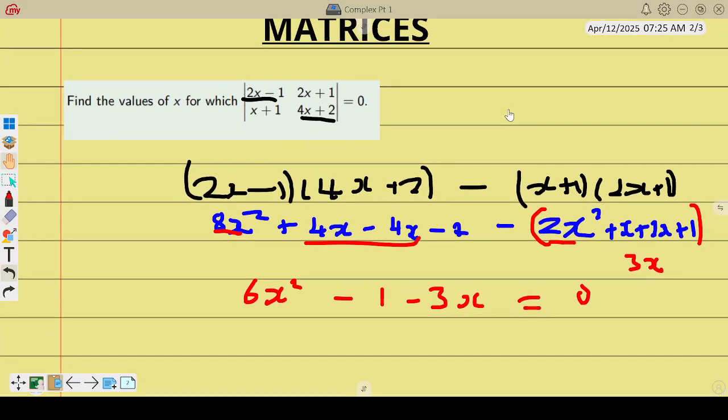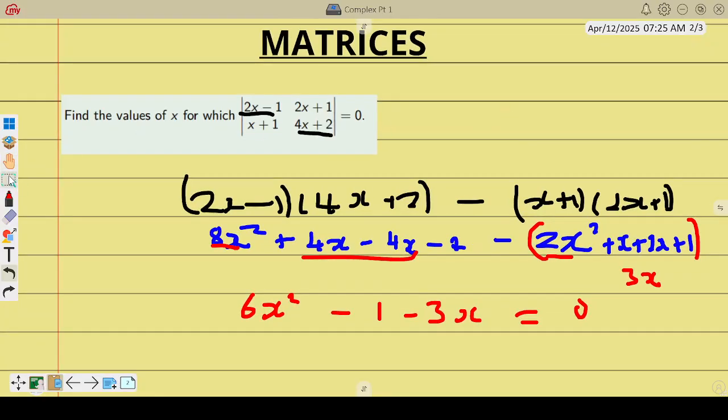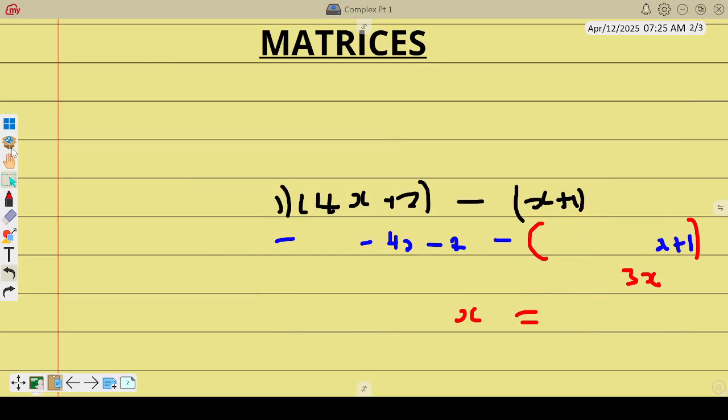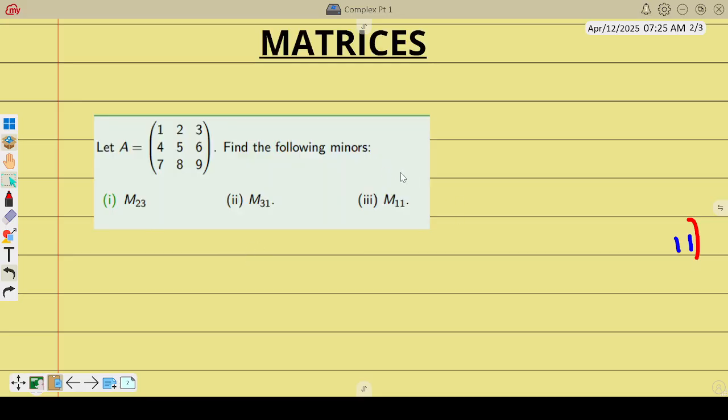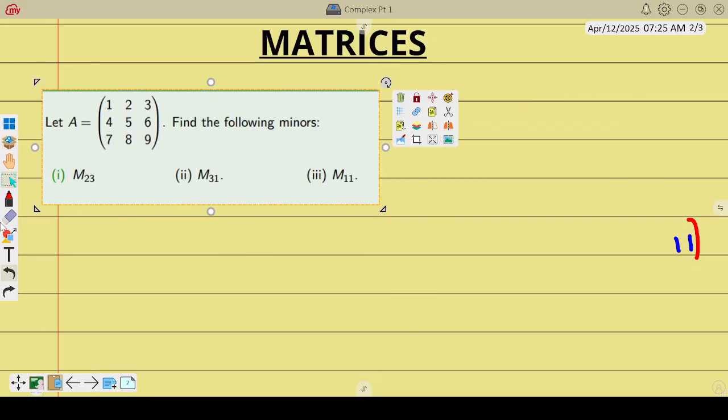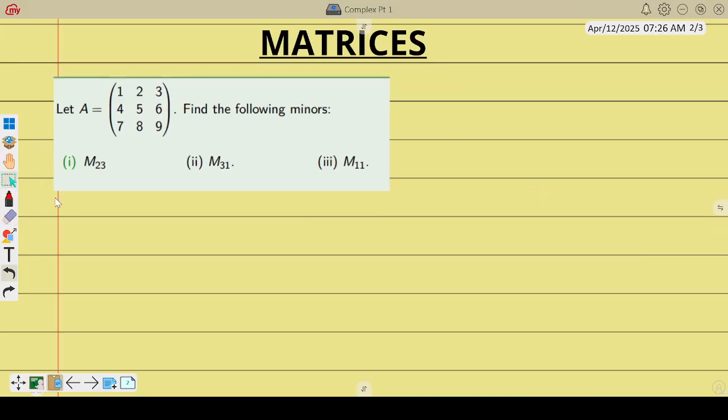So we have our introduction to matrices. So what can we talk about next? Let's go to determinants now, which are more than 3. Okay, so now we're going to talk about this concept which is called the minor.